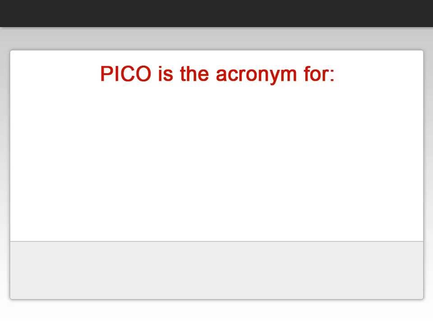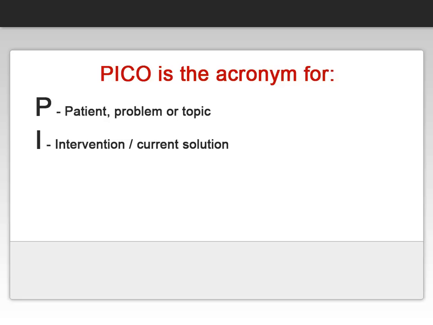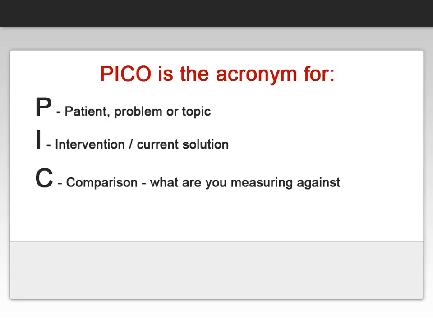PICO is an acronym representing the following letters. P is for patient, problem, or topic. I is for your intervention or what is the current solution to the problem. C is comparison. What other solution could we have for the problem that we could investigate? And O is outcome. What is the goal to be achieved and how will you measure it?